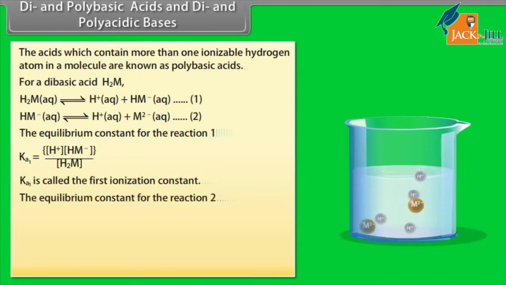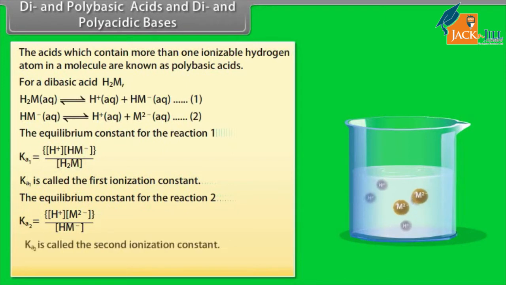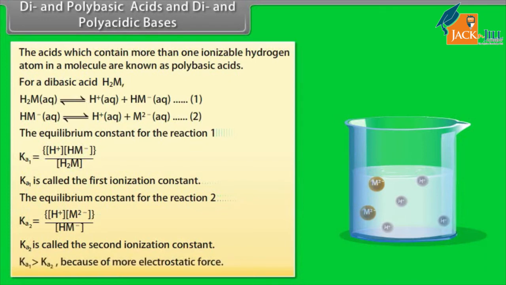The equilibrium constant for reaction 2, Ka2, is equal to H+ into M2- by HM-. Ka2 is called the second ionization constant. Ka1 is greater than Ka2 because of more electrostatic force.